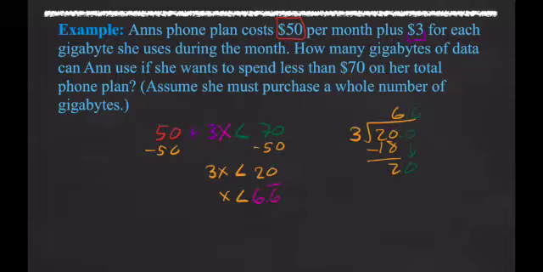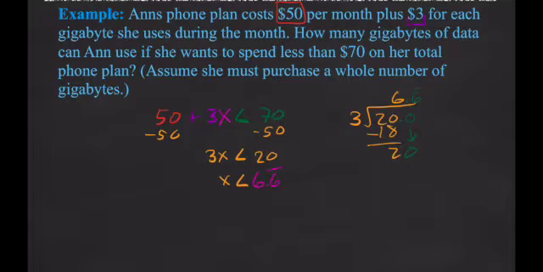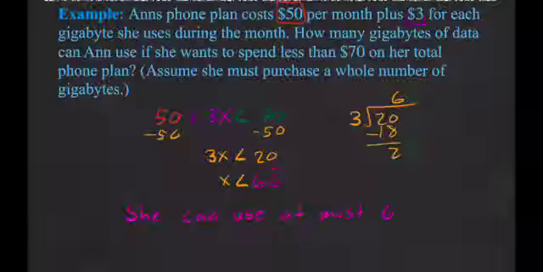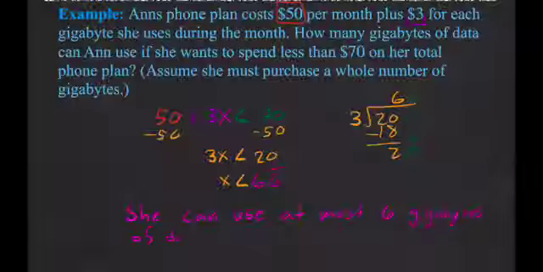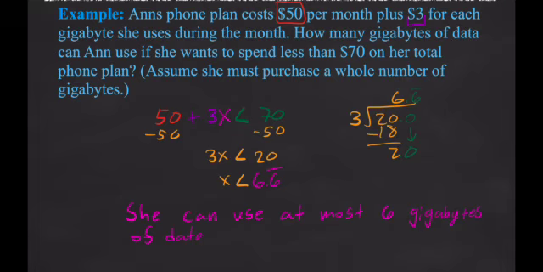we could equal 6 and still be within the budget. So whenever we are writing our final answer, we will say she can use at most 6 gigabytes of data. And we will stop there.